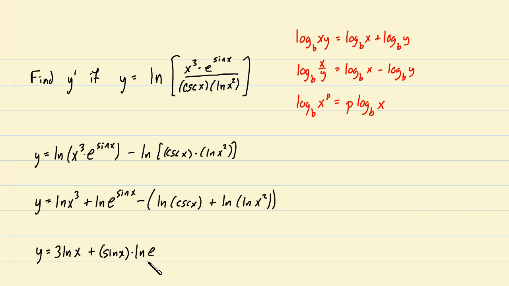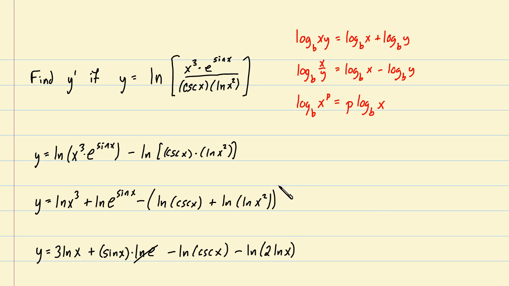log of e. Of course, natural log of e is just 1, so I don't have to write that at all. Minus natural log of the cosecant of x, and plus the natural log of 2 times the natural log of x. And if I go ahead and distribute that negative, that changes this to a negative. Okay? So now this is looking much more differentiation friendly.